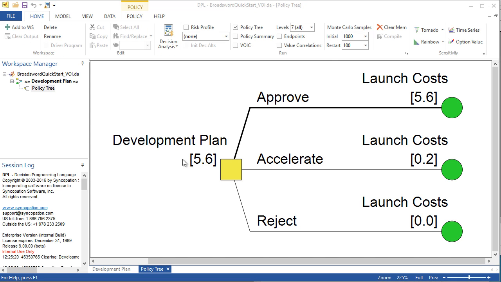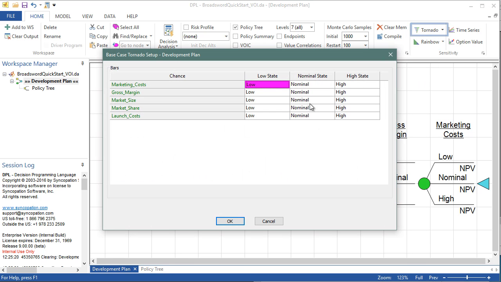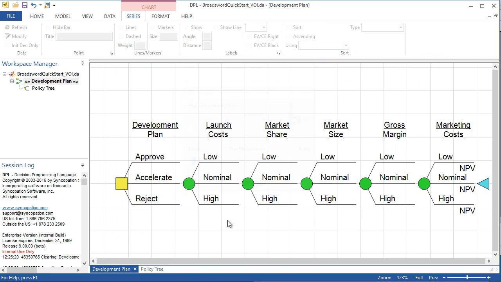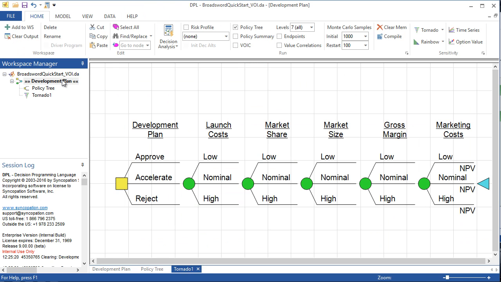To gain a better understanding of what is driving the value in the project, I'm going to do a sensitivity analysis. As you can see, the tornado diagram indicates that the most important factor is market share. Some people in the marketing department have suggested we hire a market research firm to estimate how our product will shape up against our competitors. Should we do that? How much is that information worth? To get some idea, we'll look at the value of information for market share.